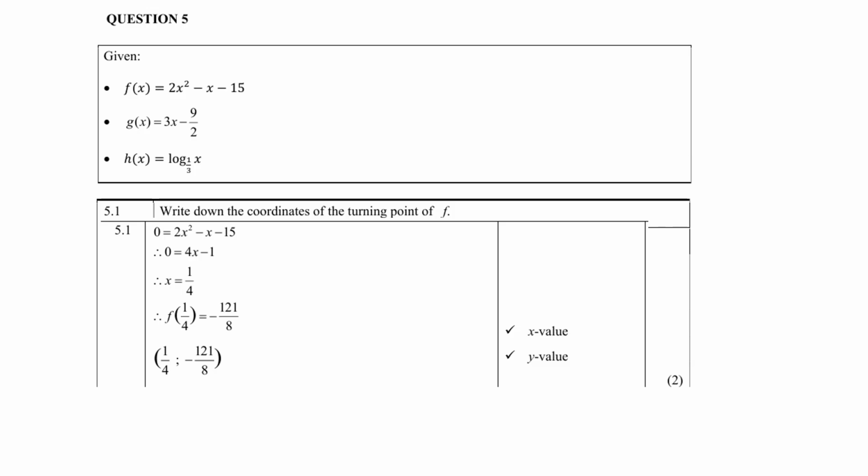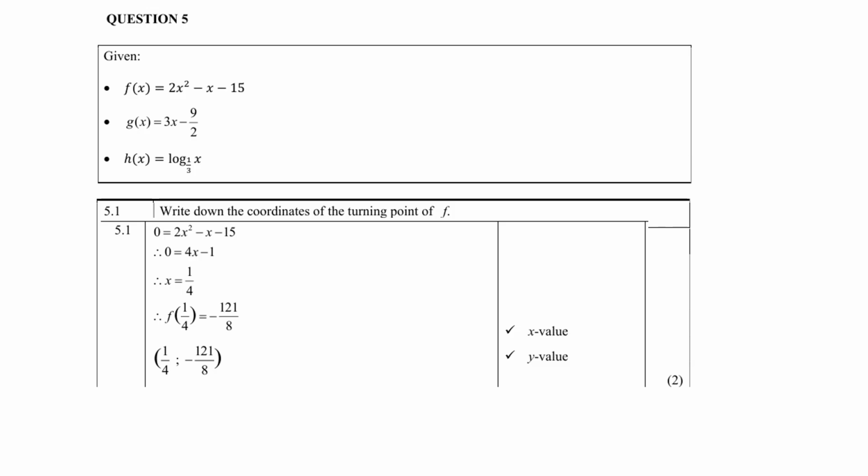The first one, of course, is your parabola or your quadratic function. The second one is your linear or straight line function. And the last one is your logarithmic function, which of course is the inverse of the exponential graph, if you remember.